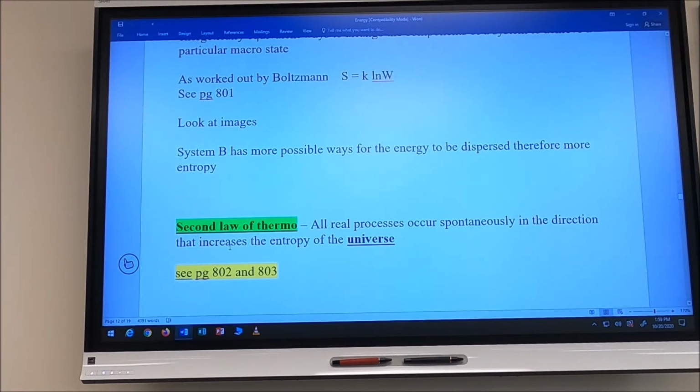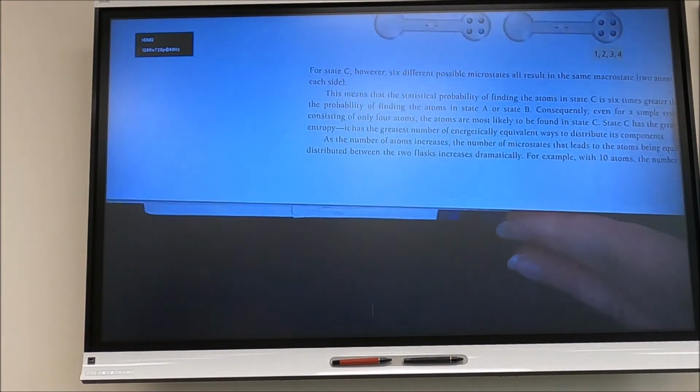Scale up for me. So we're going to look at possible ways that energy can be dispersed. Flip over to the... Okay, guys, go up here.